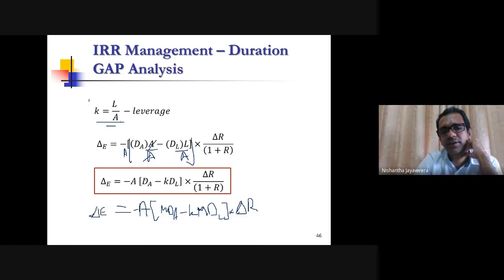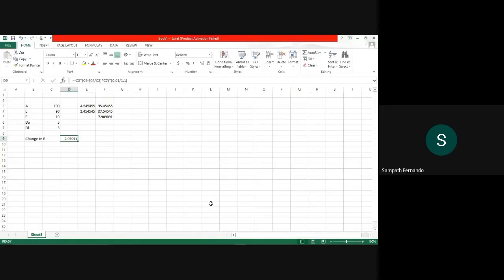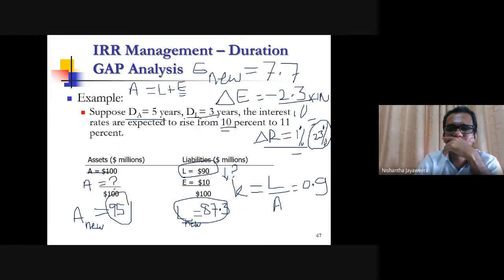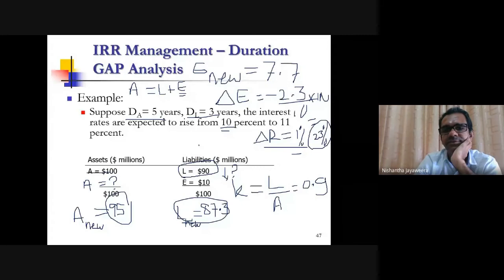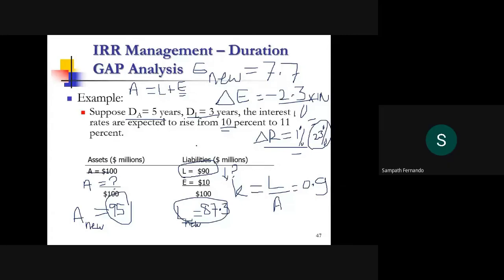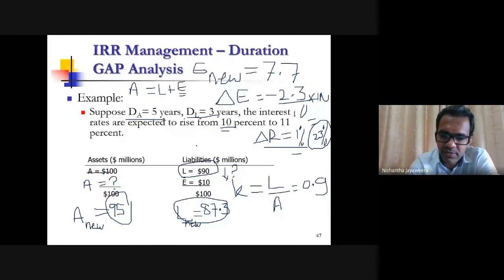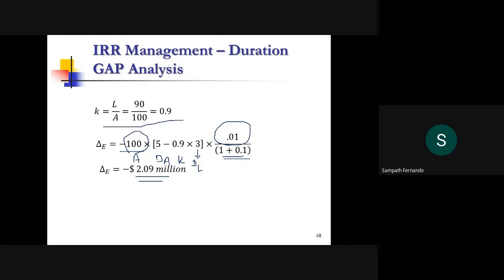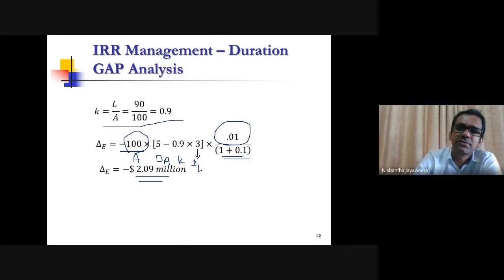Macaulay duration divided by 1 plus R is the modified duration. So we take R as 1 here? R is not 1. What is our current R in this equation? What is the current yield? So 10%. So then 1 plus R, R is 0.1. So this becomes 1.1.